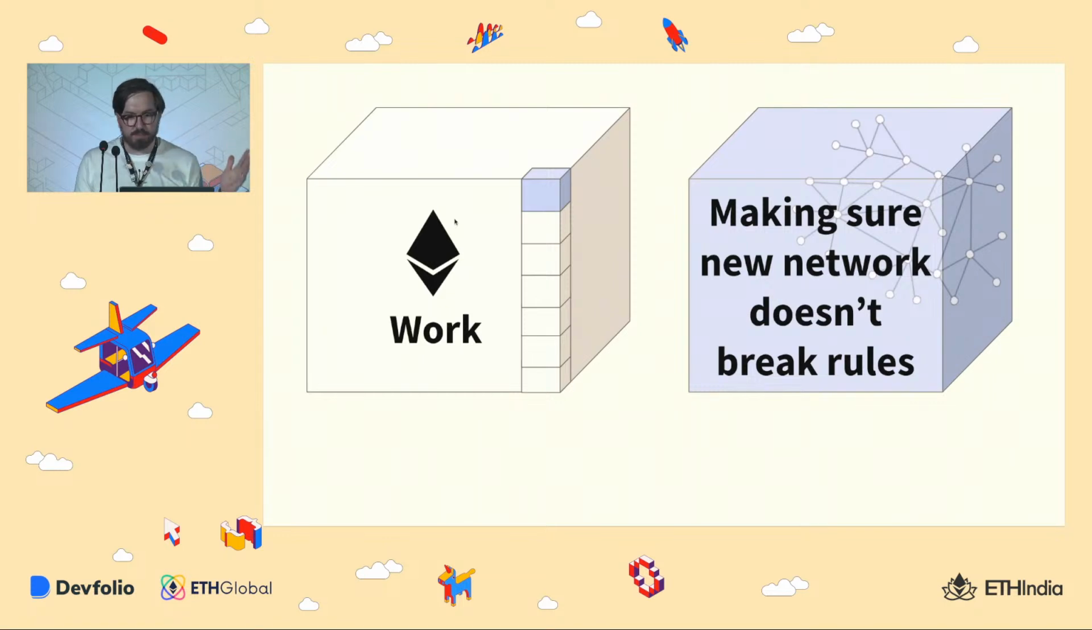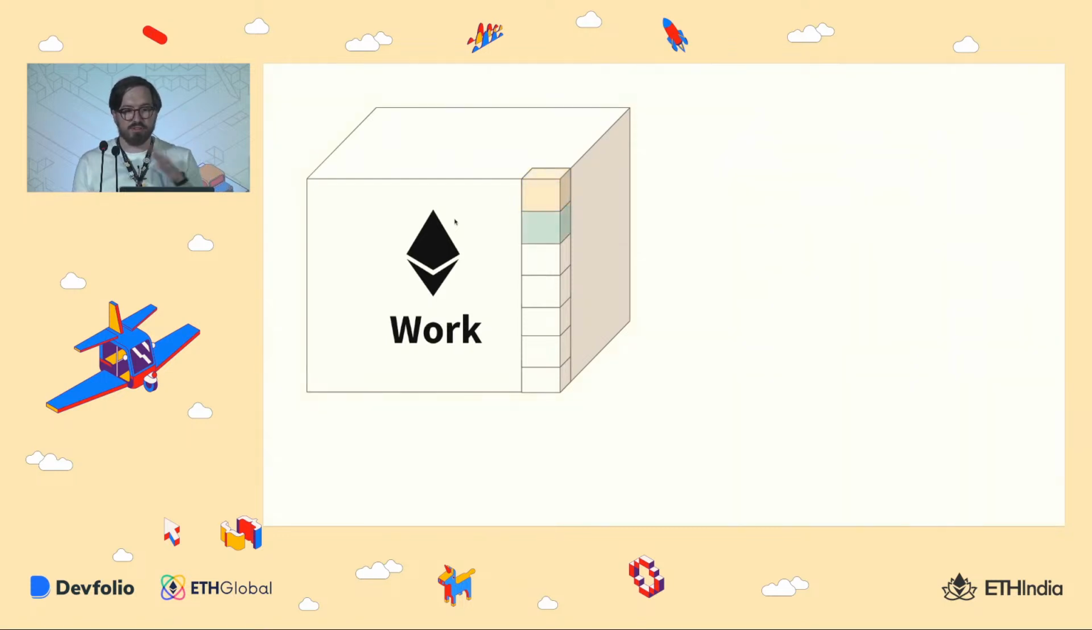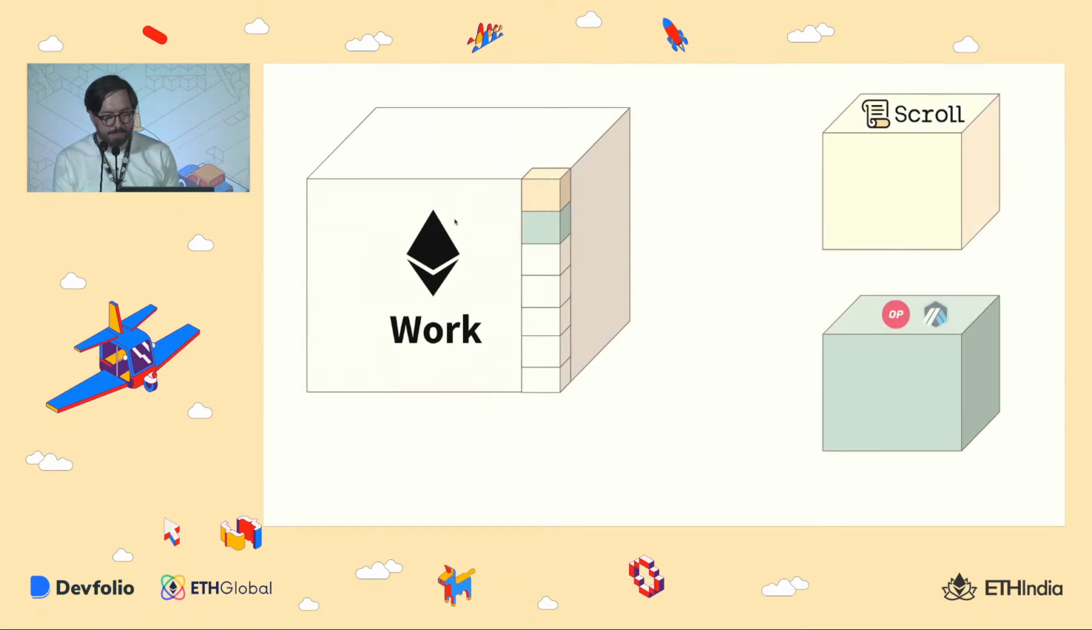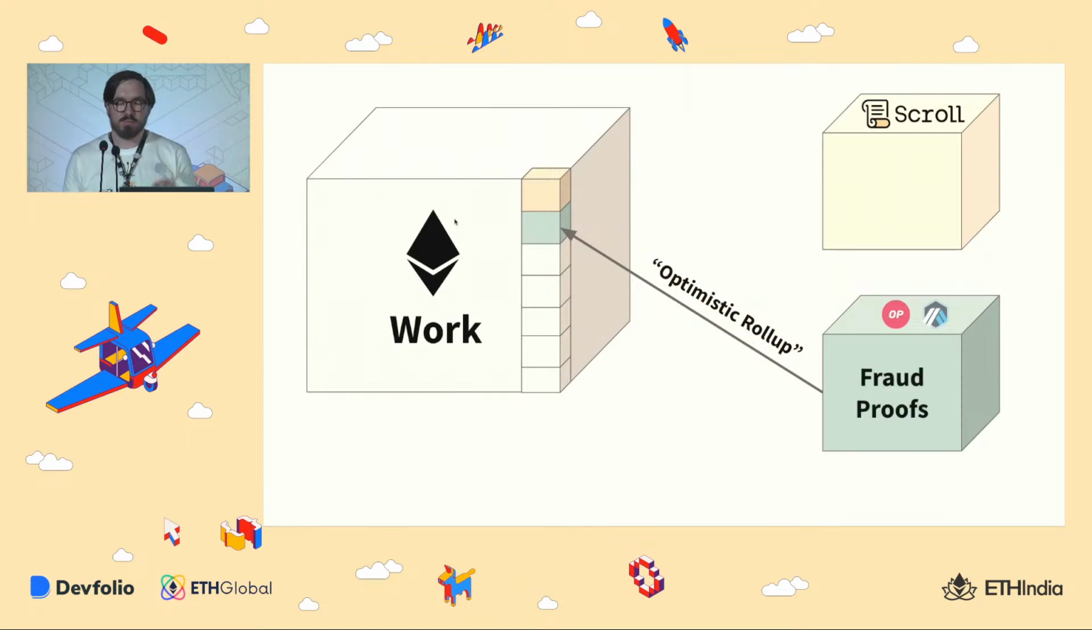So coming back to this model, we can see that still we have this idea of Ethereum doing work, making sure that a new protocol is not breaking its rules. Let's look at different ways you can do that. So on the bottom here, we have what we call optimistic rollups. And what they do is they say, here's all the transactions that came into my chain, Ethereum layer 1, let me show them to you.